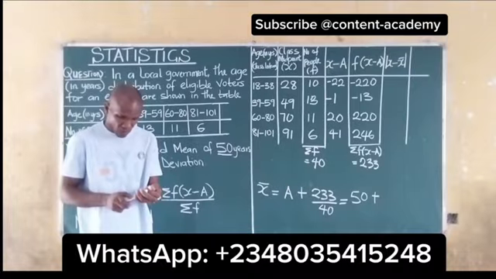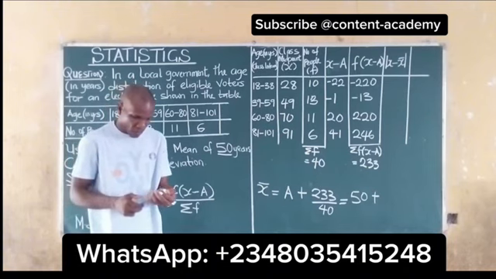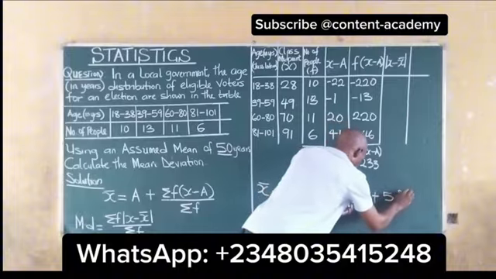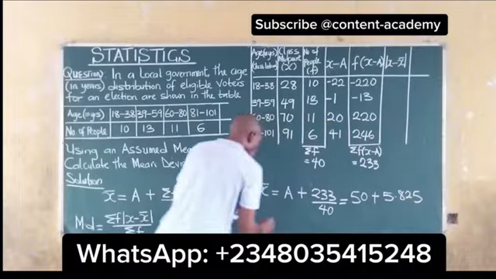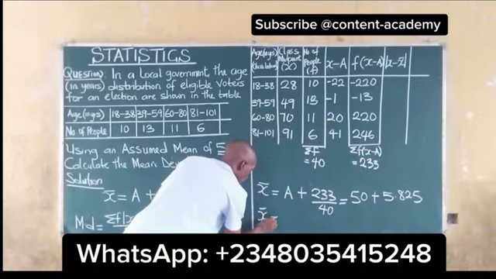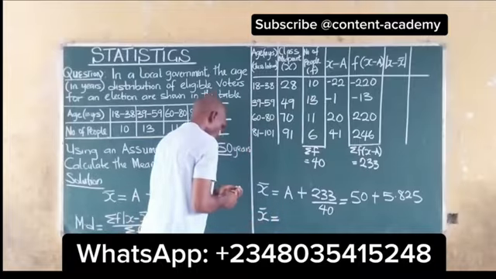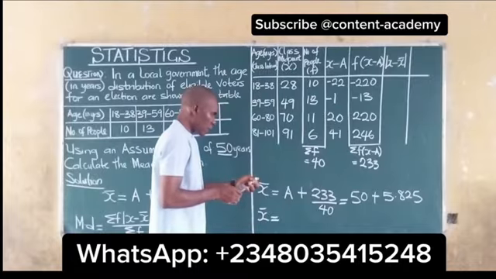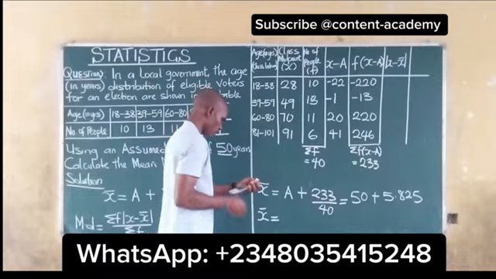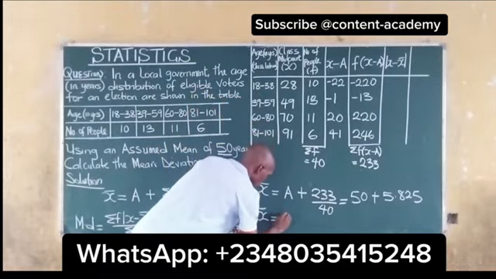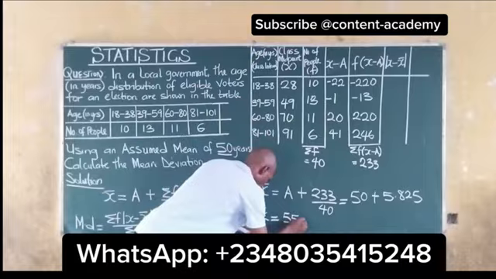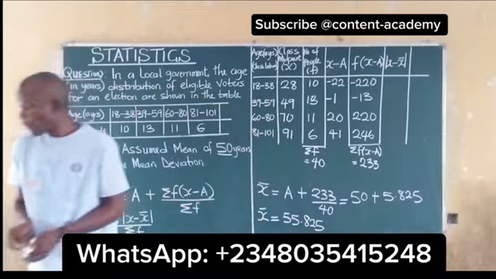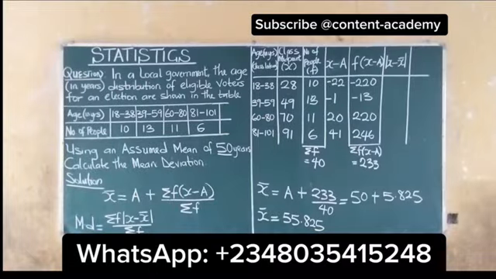So x bar, which is our mean, will be 50 plus 5.825, which is 55.825.